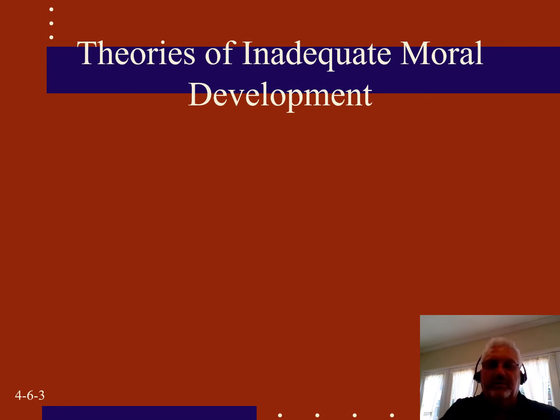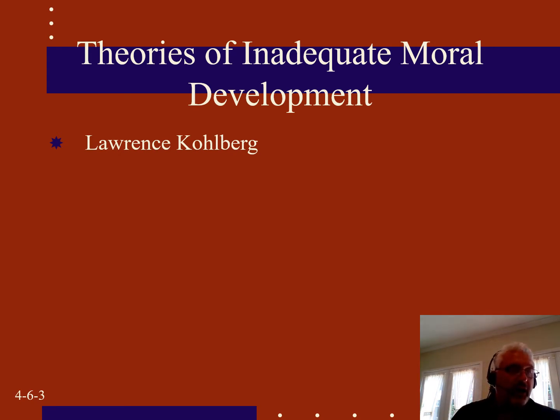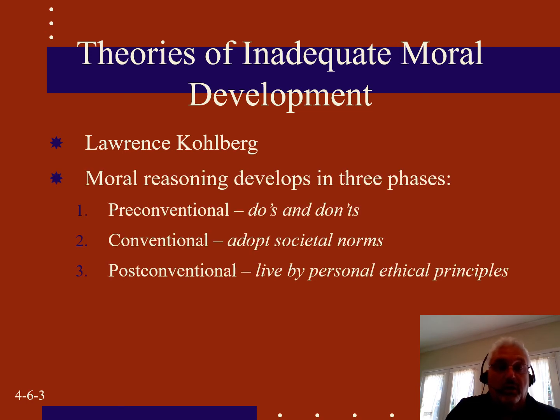Second is the theory of inadequate moral development. It has some interesting ideas as well. Take a look here. Developed by a guy named Lawrence Kohlberg. Kohlberg argues that our moral reasoning develops in three phases. It develops in what's called the pre-conventional phase, and this is when you're a little kid and you learn the do's and don'ts.